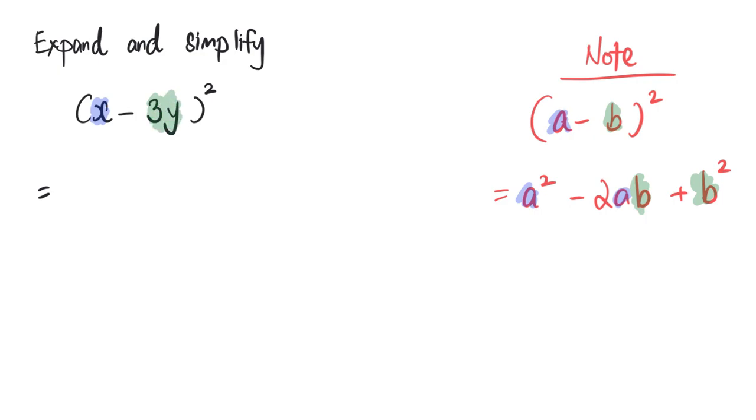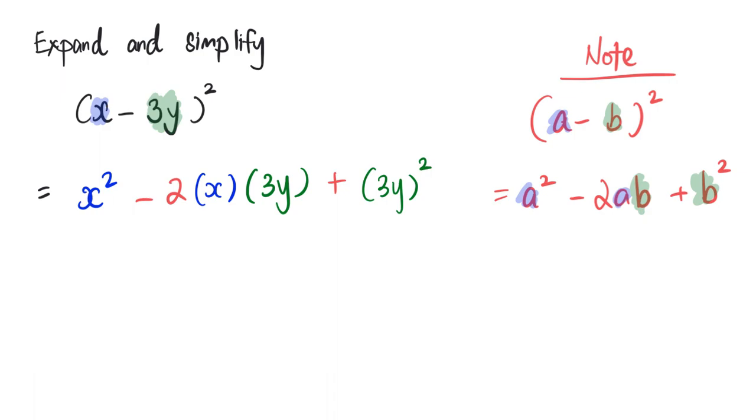And so you will see Mr. Tan writing x squared minus 2 times my x times my 3y plus my 3y bracket square. And therefore, this is the final answer. X squared, 2 times 3 is 6, still got my xy. 3 times 3 is 9. Y times y is y squared. And we are done.